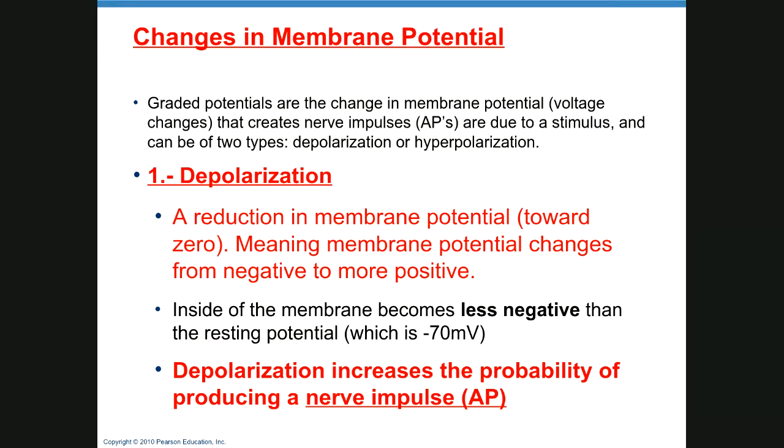So when ions move in and out of the cell, if ions move into the cell, let's say sodium ions move into the cell, making the membrane potential more positive, that is called depolarization. So a reduction in membrane potential towards zero, meaning the membrane potential changes from negative to more positive, is called depolarization. Depolarization could lead to a nervous impulse or action potential.